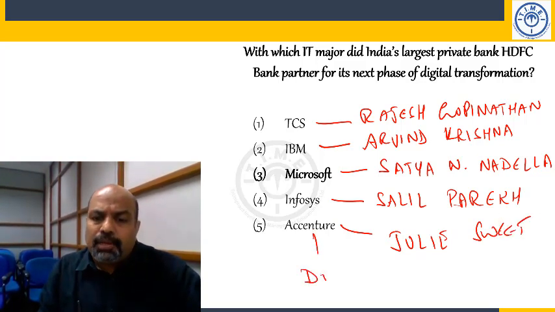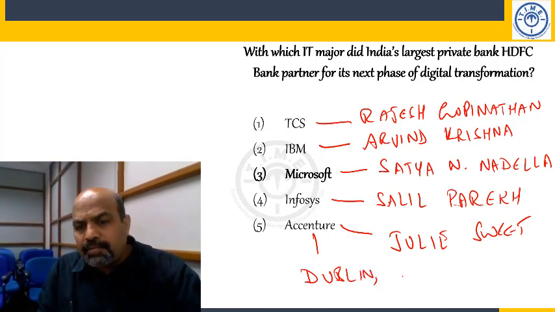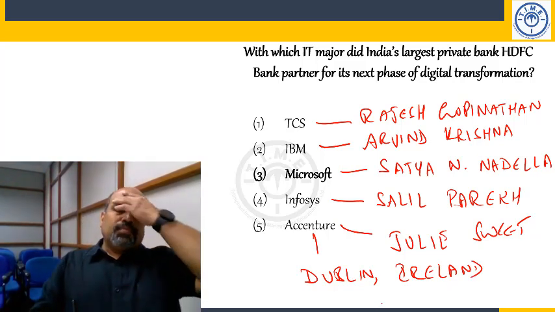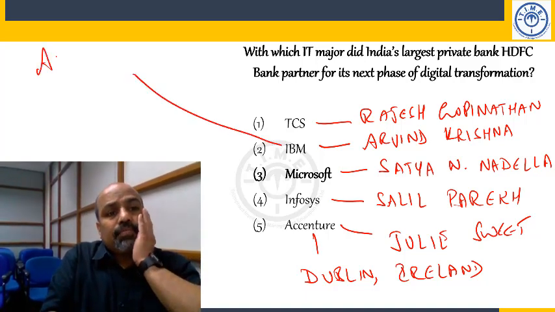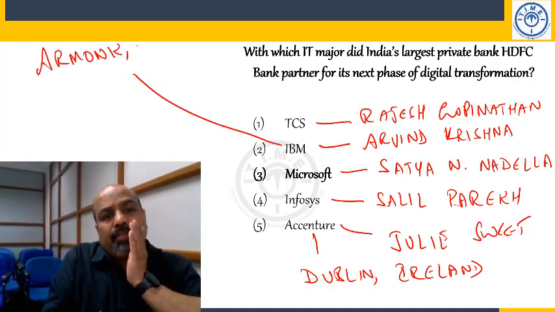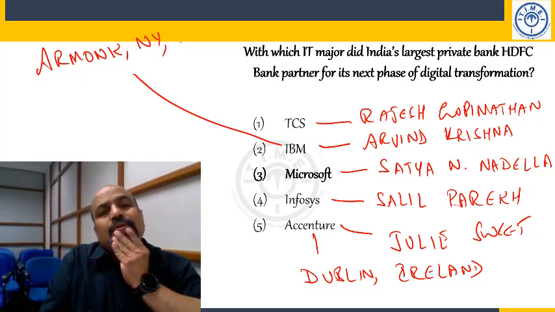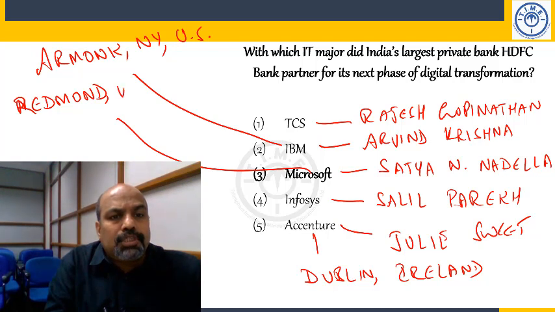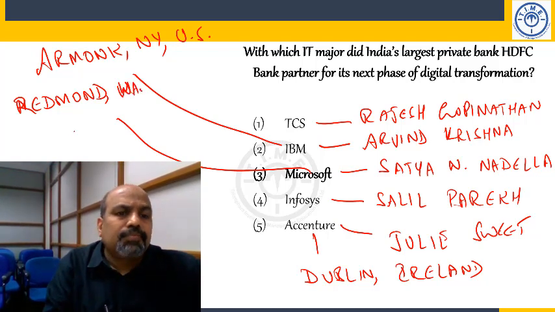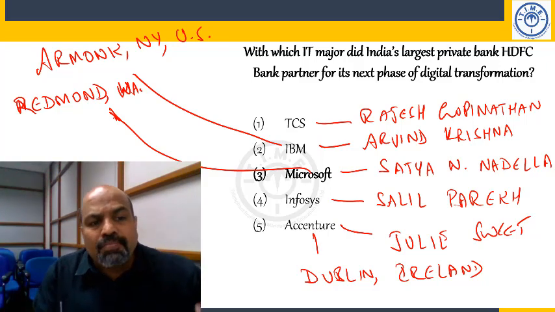Accenture is headquartered in a place called Dublin. You know, this is the capital of the Republic of Ireland. IBM is headquartered in Armonk in the American state of New York, and US, that is. Microsoft, Redmond, Washington State, US.